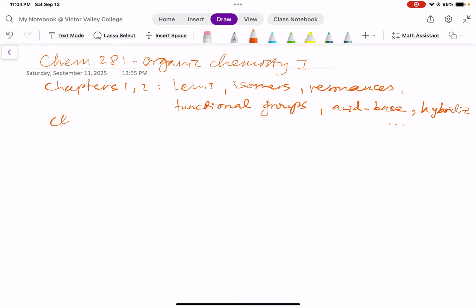Now for chapter 3 and 4, that was on alkane and cyclo. Okay, that's including naming, structure, a couple of reactions. Okay, so those are the key topics for those chapters that will be on exam 1.